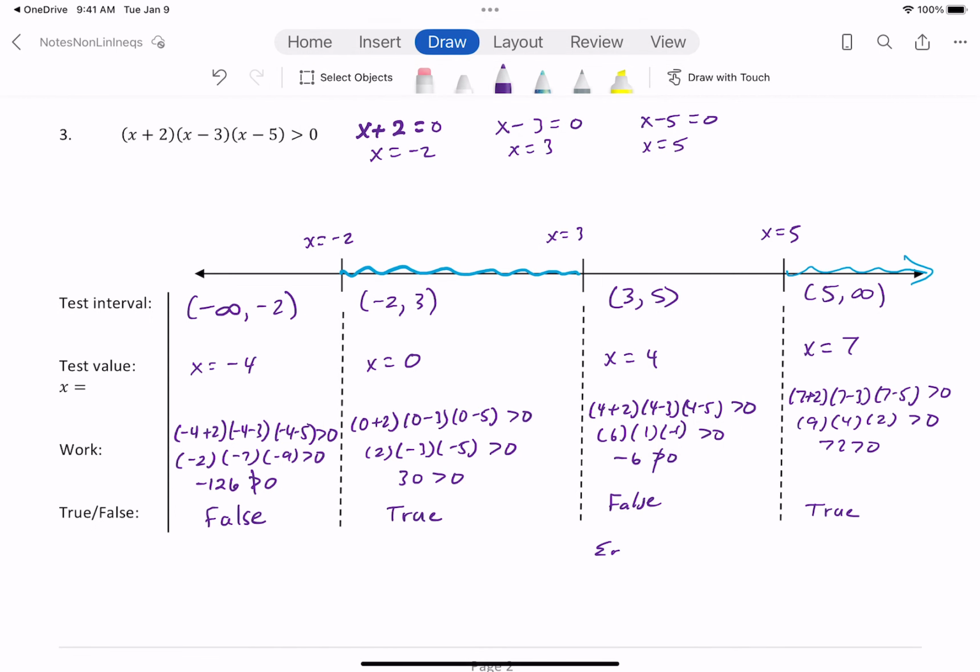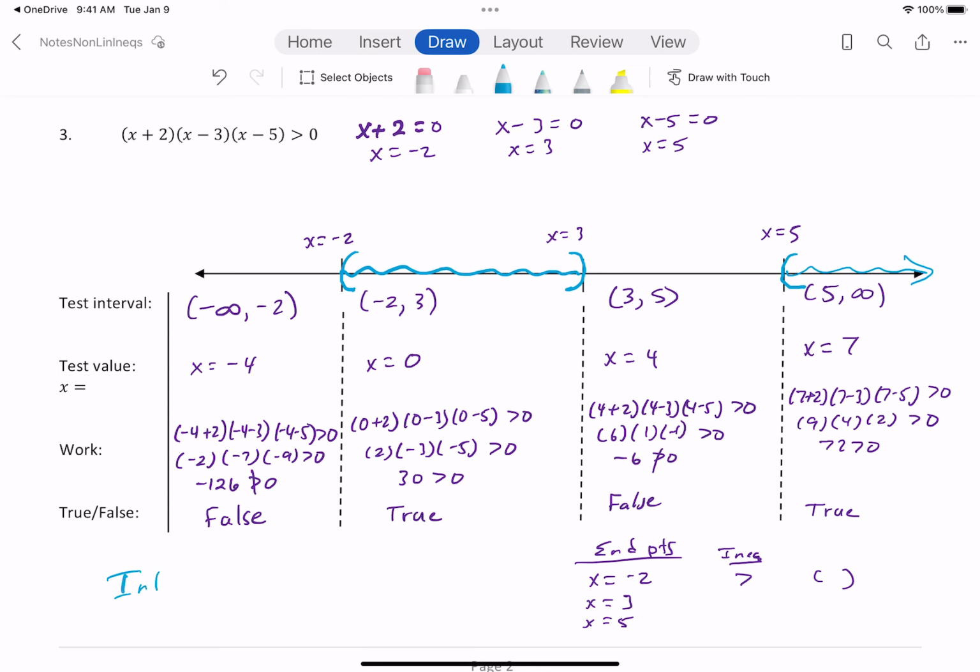And then the last thing is my endpoints. So we have 3 of them. X is -2, X is 3, and X is 5. My inequality is a greater than with no equal. So we're looking at parentheses. So if I go back to my graph, I'm going to enclose the second region with parentheses. And then the third region, we want everything to the right of 5.